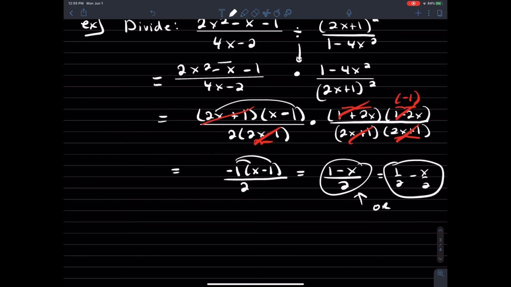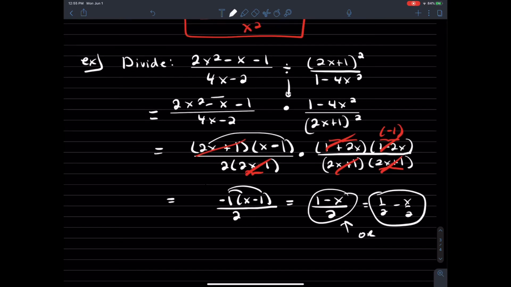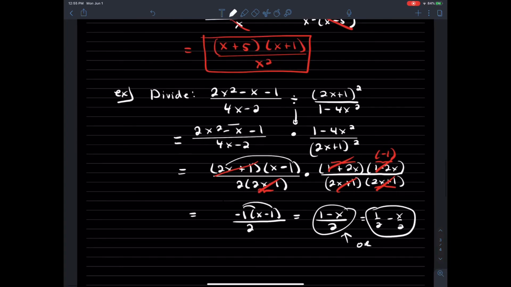Okay, that's how you simplify and multiply and divide rational expressions.